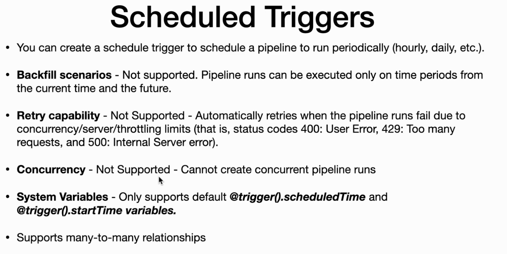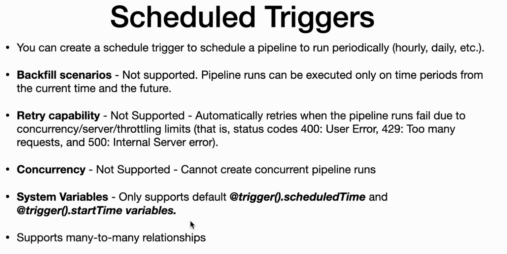And when it comes to system variables, there are two different types of system variables. One is schedule time and the other one is start time. Data factory also supports many-to-many relationship. So what this has to say is if you have one trigger, it can be associated to many data factory pipelines, or one pipeline is executed by multiple triggers.